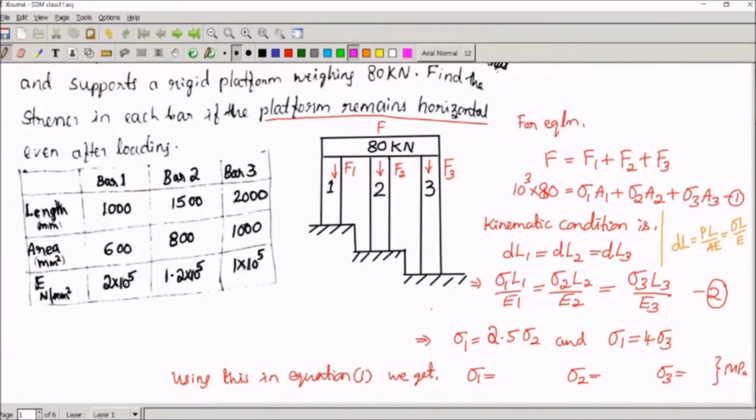Sigma 1 is supposed to be 68.37. Sigma 2 is 27.335 and sigma 3 is supposed to be 17.09. These are the answers.